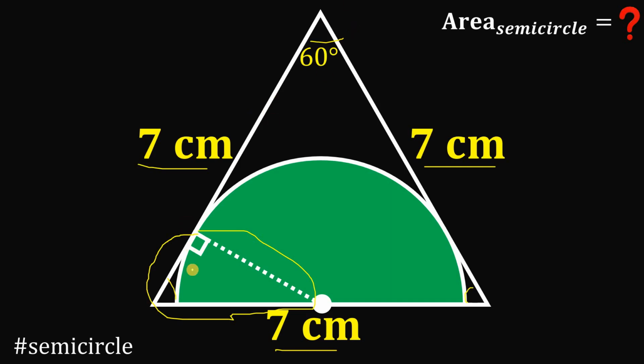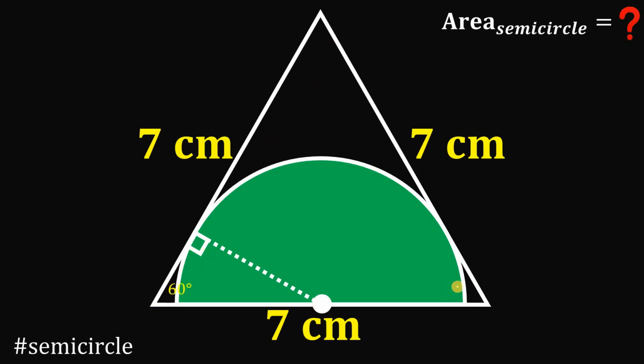Alright, now at this point, we know also that this angle must be equal to 60 degrees because all of these angles must be the same. And since it is a right triangle and we have 60 degrees right over here, therefore the other angle must be equal to 30 degrees. So we have a 30, 60, 90 right triangle. Now also take note, this point right over here, the center point, divides the side of this equilateral triangle into two. Therefore, we can say that the hypotenuse of this right triangle must be equal to 7 divided by 2, or simply 7 over 2 centimeters.